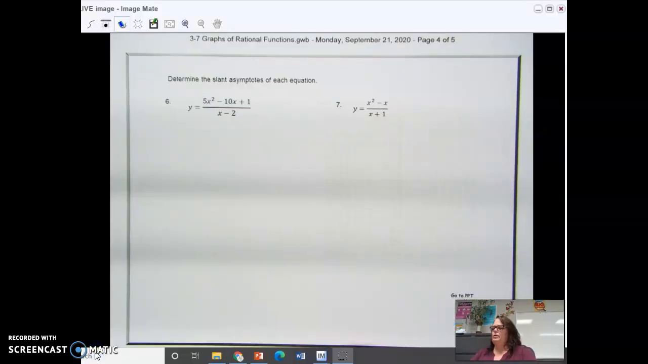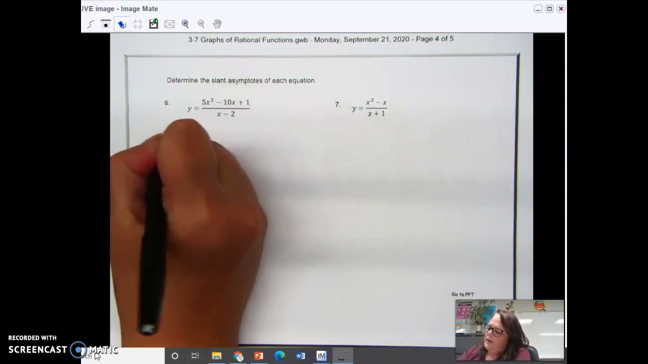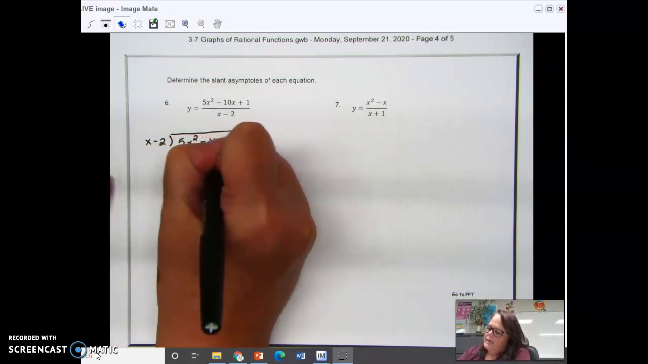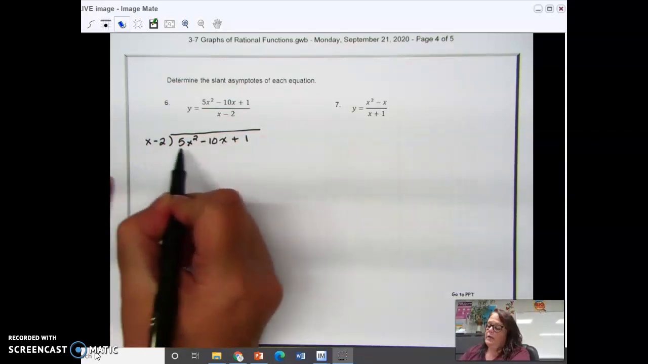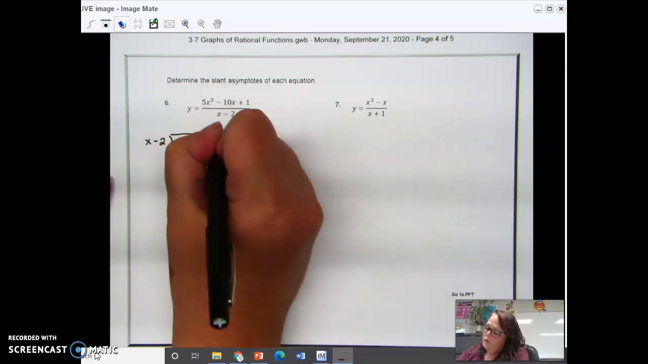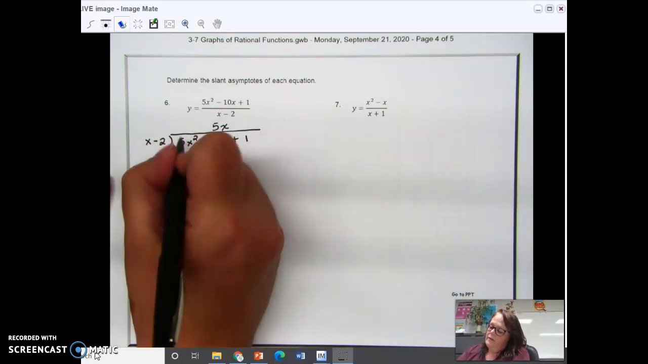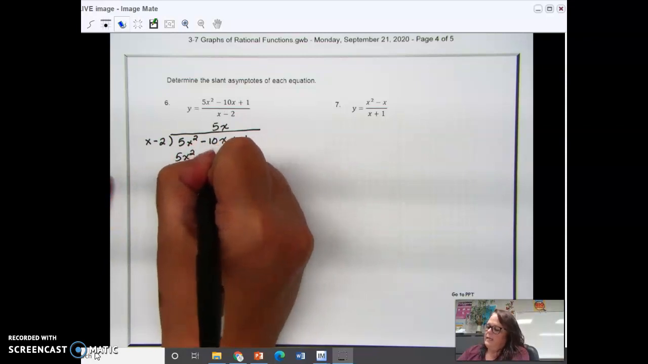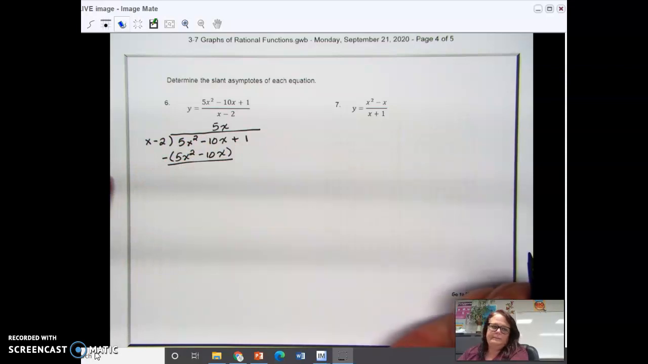All right, so if we take a look at question number 6, I'm going to show you 2 different ways to do this problem. So one way is we could do long division and have x minus 2 on the outside, and we can have 5x squared minus 10x plus 1 on the inside. And so we can say x times what gives me 5x squared, and so hopefully you recognize that would be 5x. And then when I distribute, I get 5x times x is 5x squared, and 5x times negative 2 is negative 10x.